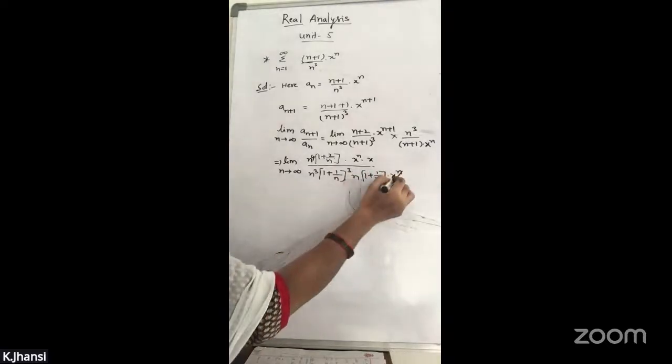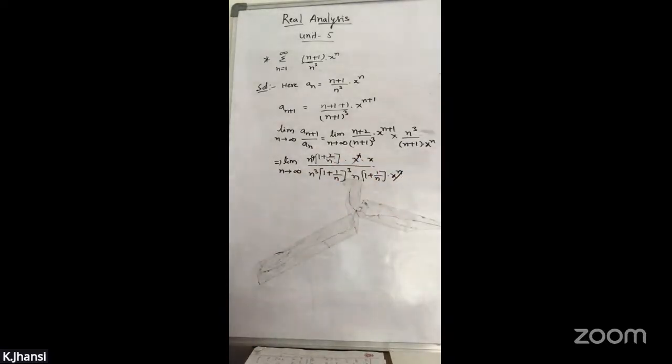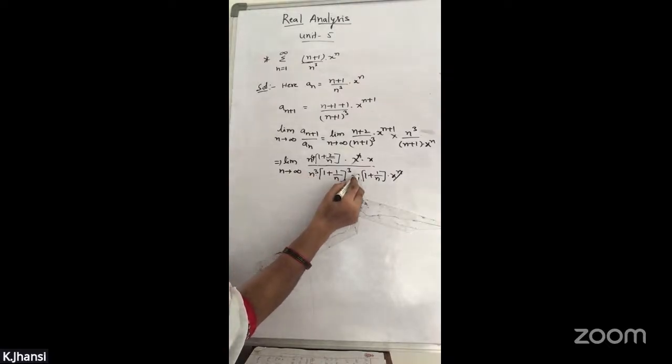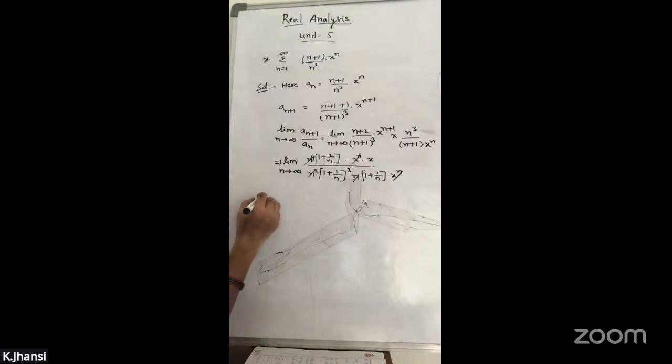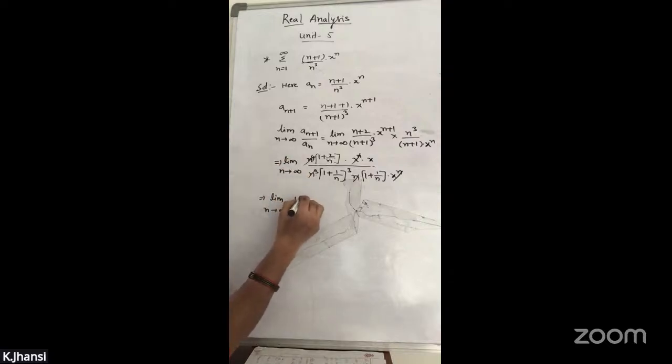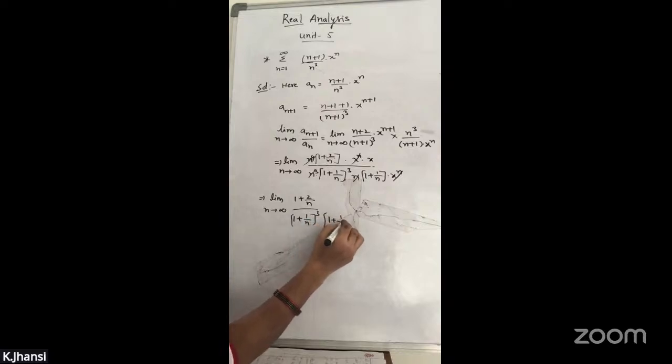So this x to the power of n will get cancelled. And here n cube into n means n to the power of 4, so this also will get cancelled. So limit n tends to infinity, (1 plus 2 by n) by (1 plus 1 by n) whole cube into (1 plus 1 by n).